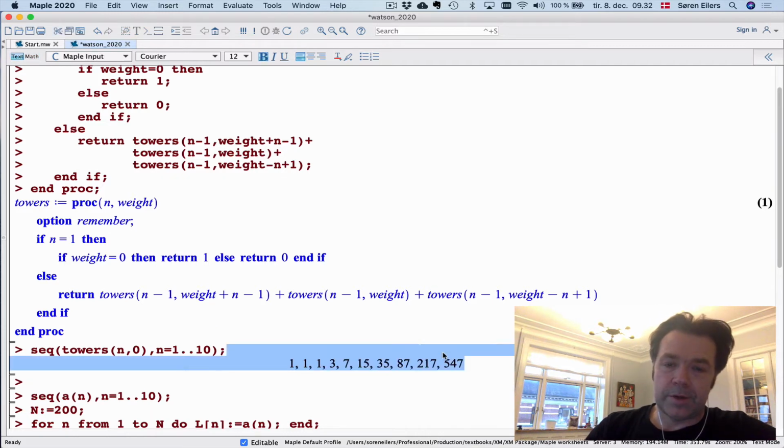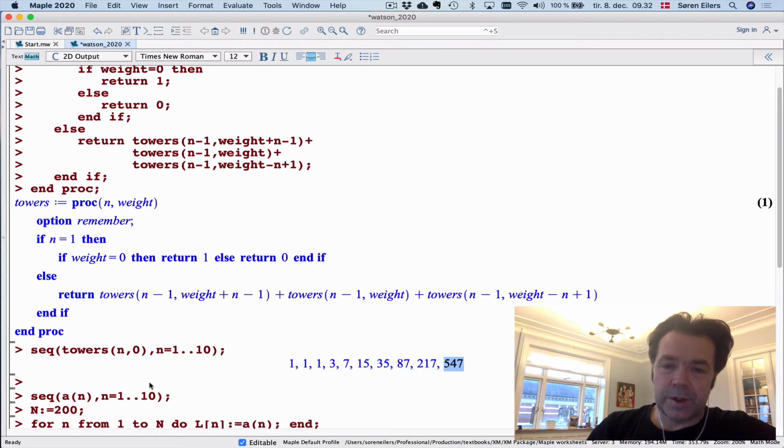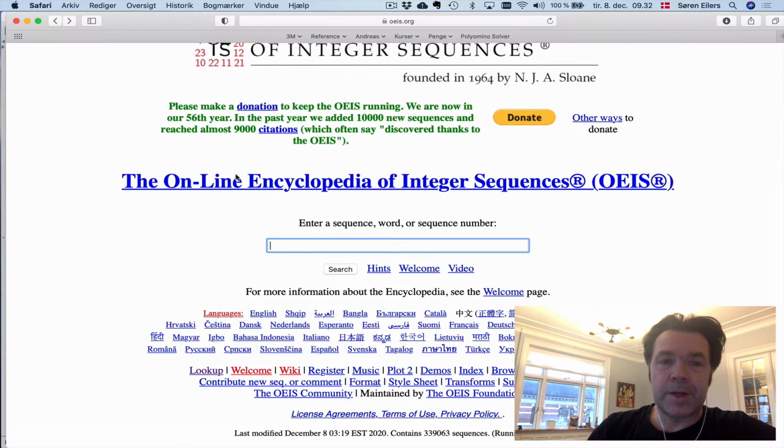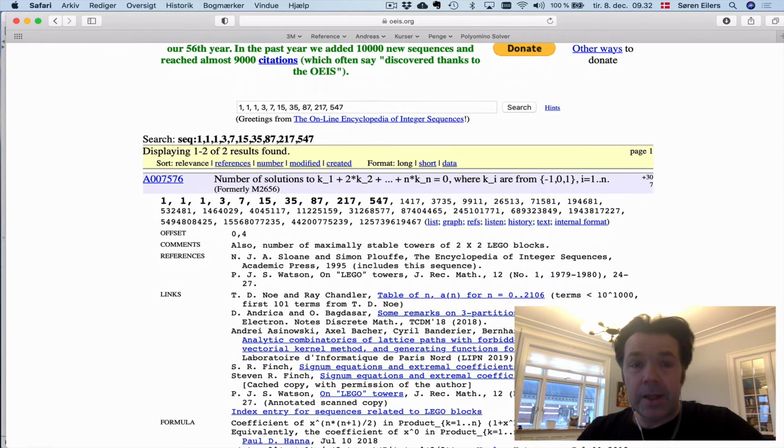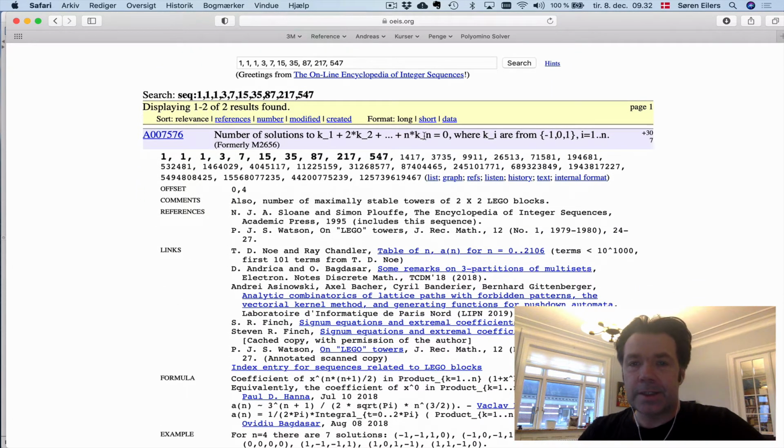This is just one or two fewer than what Watson had in the original paper, and let me just go straight to OEIS and look it up. As you can see, I get a hit. The description of the hit is somewhat different from what we're looking at. It's the number of solutions to a certain equation, where the variables have to take values in plus minus 1 or 0, and where there are some weights on top of the variables. It's 1 times k1, 2 times k2, and so on.